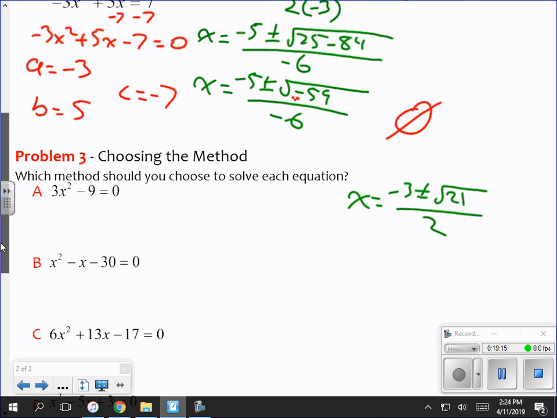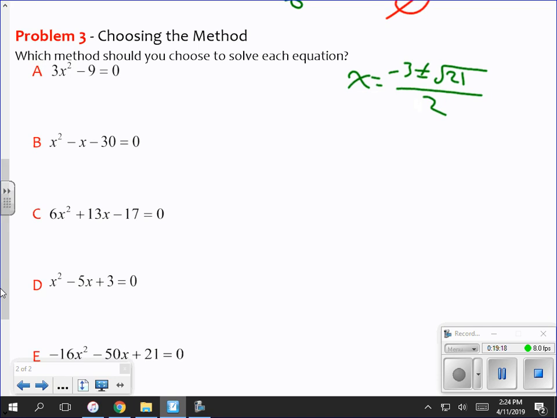Now, choosing a method to solve each quadratic. We've actually covered 4 ways of solving quadratics. 1, square roots. Solving by getting square roots: if you have just an x squared, you get the x squared by itself, take the square root of both sides. Second way, factoring.